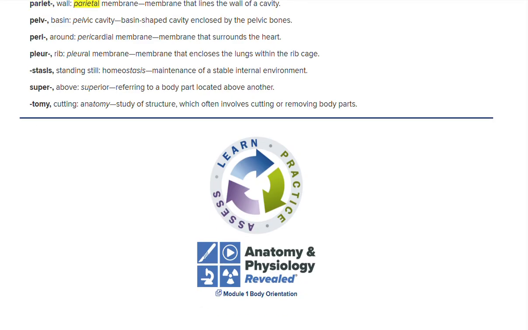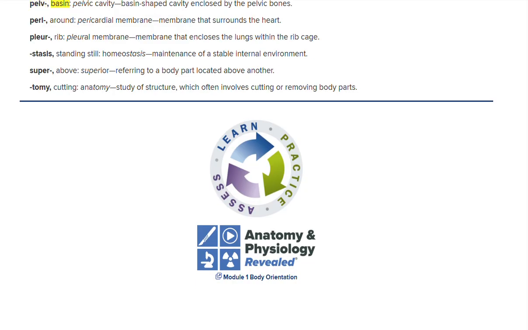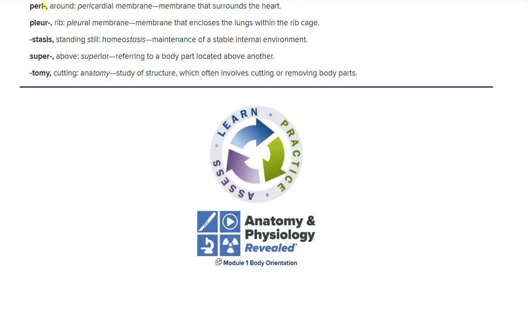Parietal-, wall: parietal, membrane that lines the wall of a cavity. Pelv-, basin: pelvic cavity, basin-shaped cavity enclosed by the pelvic bones. Peri-, around: pericardial, membrane that surrounds the heart. Pleur-, rib: pleural, membrane that encloses the lungs within the rib cage.